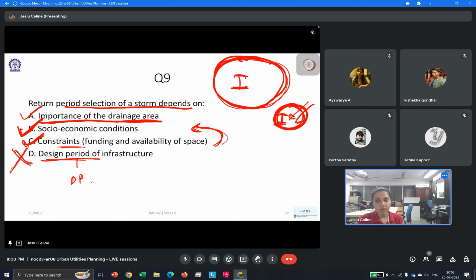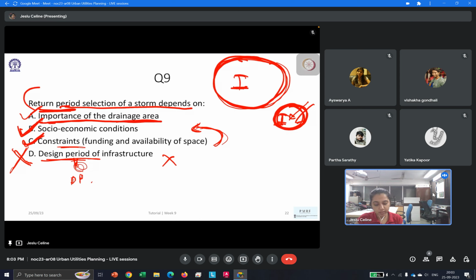Yes, it makes sense. But here the question is, for return period selection, do you have to consider design period? Which is an absolute no, because design period only talks about how long a facility lasts. If the facility is not lasting, you're going to design some other facility, right? You design it for 30 years, and after 30 years it doesn't mean that you will be without any facility. You will design another facility at that time. So the design period and return period do not have any correlation. Return period is not dependent on your design period.